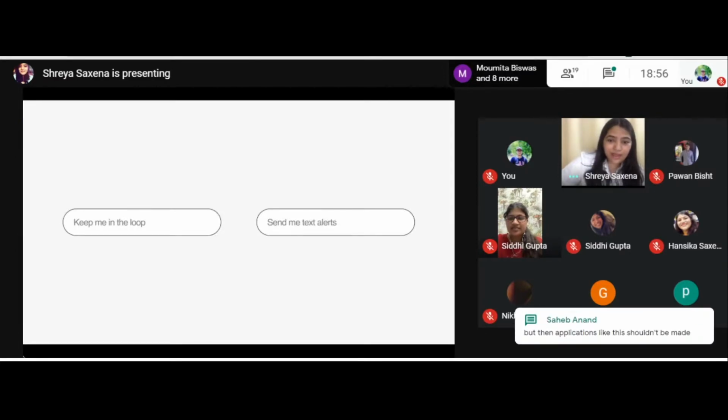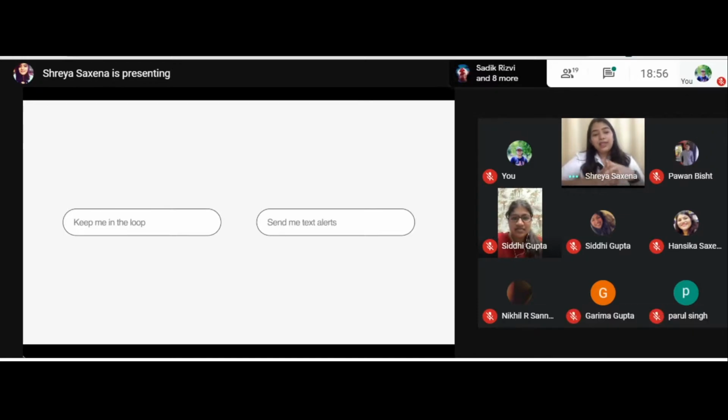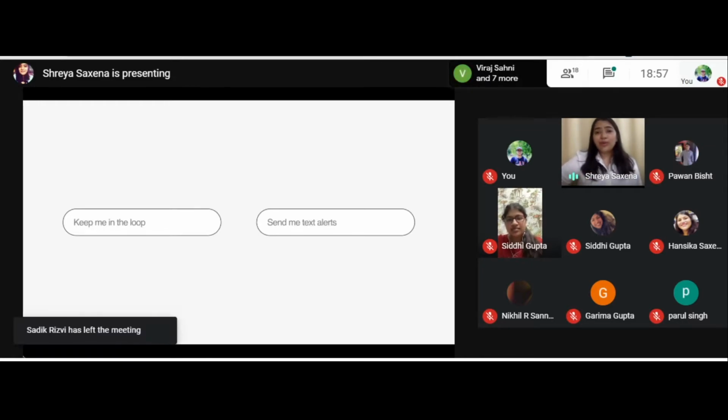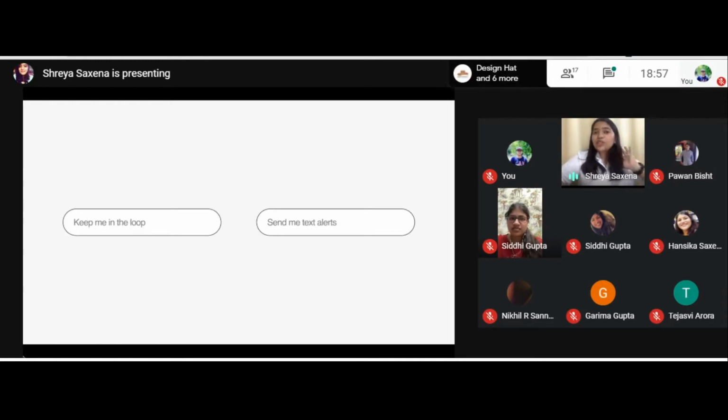Okay. Now, again, these two examples are along the same lines. Here are two different options which are trying to tell you the same thing. The left one says keep me in the loop, and the right one says send me text alerts. The difference is only in the tone. The left one is probably trying to sound very smart, and it's probably right if the target audience understands that tone. If, for example, Siddhi understands that I'm asking whether or not she wants to receive text alerts, it works for my kind of audience.